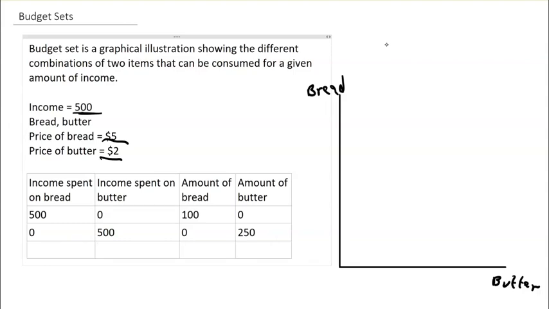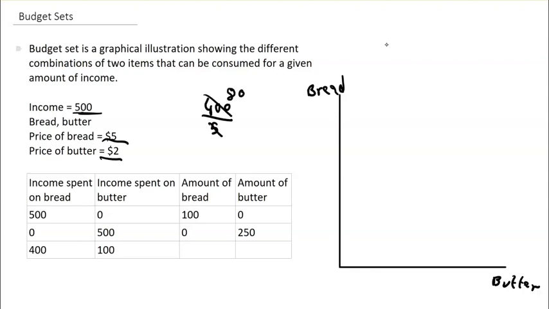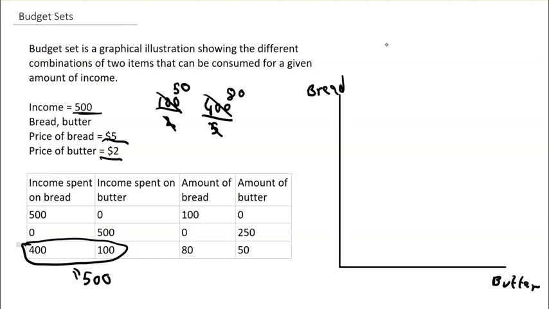Now I can try different combinations of income here. Let's say I spend $400 on bread and $100 on butter. If I spend $400 on bread and the price of bread is 5, then it is 400 divided by 5, and I get 80 units here. Now, if I spend $100 on butter, I should get 50 butter. I can try different combinations here. As long as these two amounts add up to 500, I should be able to construct a line.